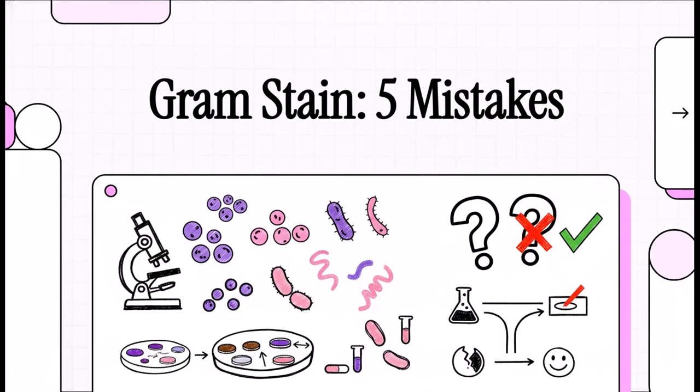All right, let's get right into it. The gram stain. It's probably one of the first things you learned in micro, right? It's fundamental. But here's the thing. It's incredibly easy to mess up, and a small mistake can have some pretty big consequences. So today, we're going to walk through the 5 most common slip-ups that can throw off a gram stain, and, most importantly, how to fix them.